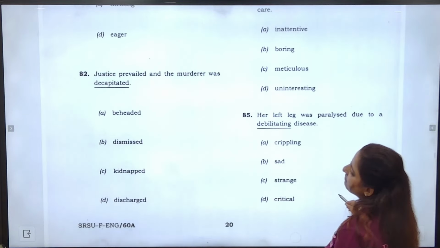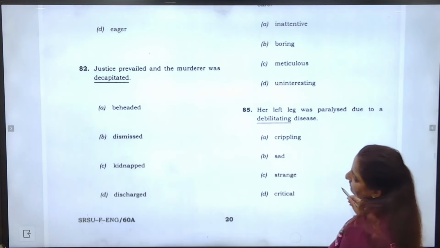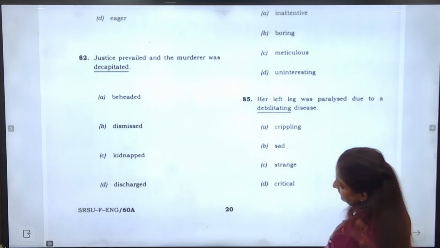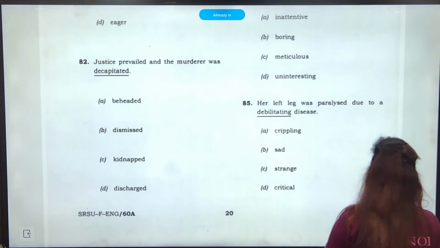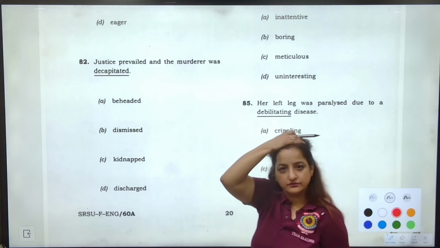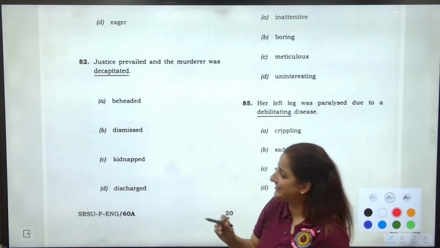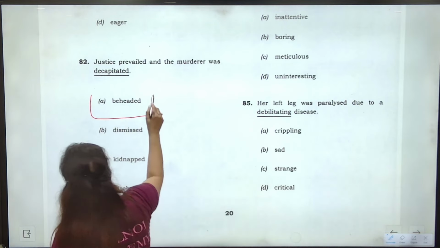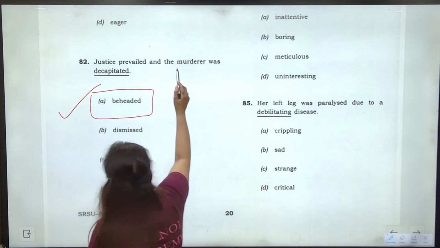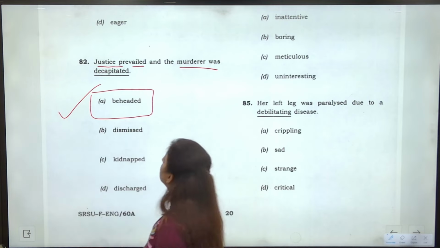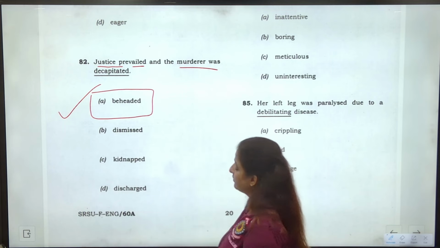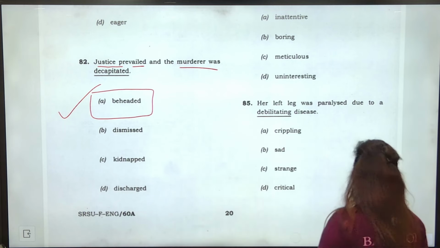Justice prevailed and the murderer was decapitated. What do you think? See, this is like a cap. Yeah, so beheaded basically. क्योंकि वो मर्डर था ना, और इंसाफ हुआ, और वो मर्डरर को, his head was, he was beheaded.